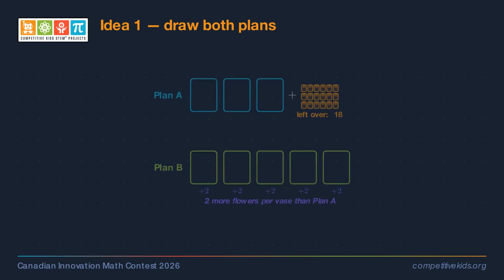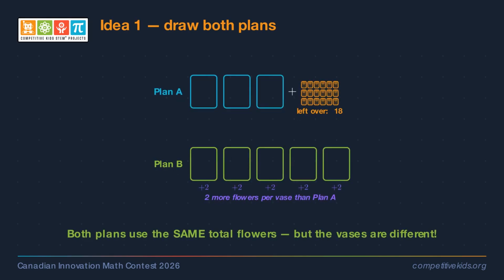Let us draw both plans. Plan A uses 3 vases with some number of flowers in each, plus 18 left over. Plan B uses 5 vases with 2 more flowers in each vase, and fits exactly. Both plans use the same total flowers, but the vases are not the same size.